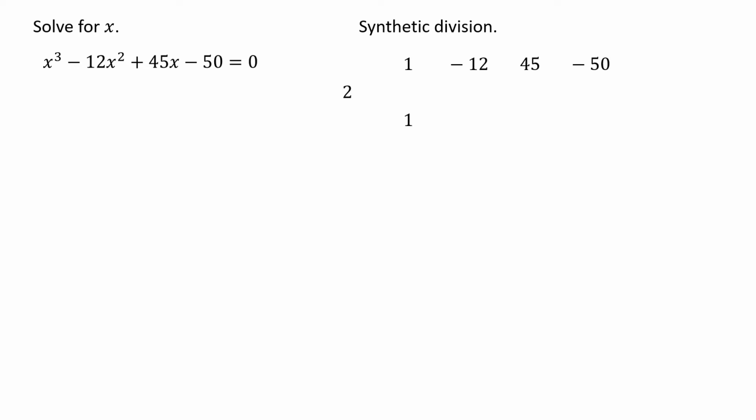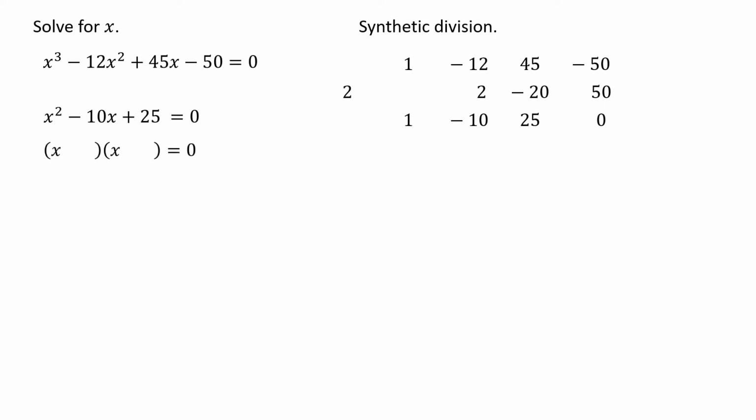Let's drop. 2 times 1 is 2. Let's add. -12 plus 2 is -10. Multiply. 2 times -10 is -20. Let's add 45 and -20, which adds up to 25. Multiply. 2 times 25 is 50. That adds up to 0. So there's no remainder, so 2 is a solution. And of course, that 1, -10, 25, 0 tells me there's 1x squared minus 10x plus 25 equals 0.